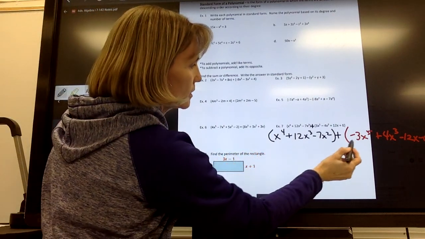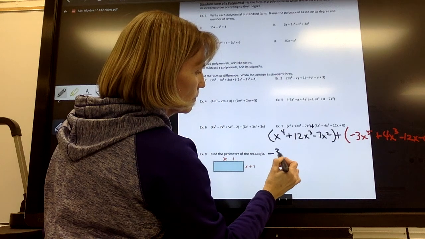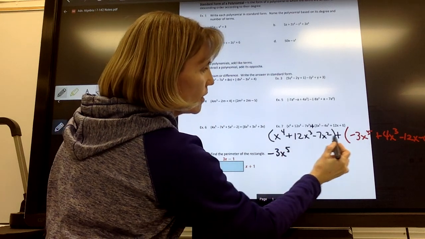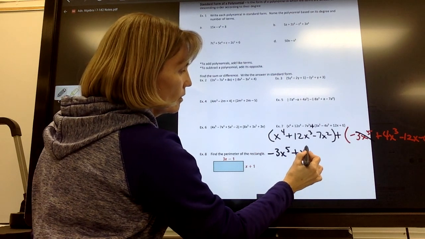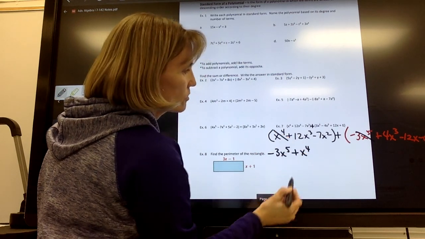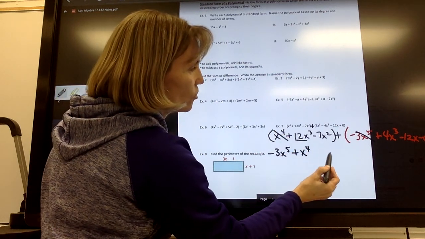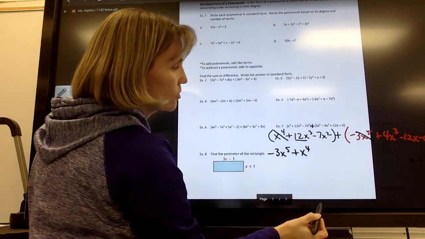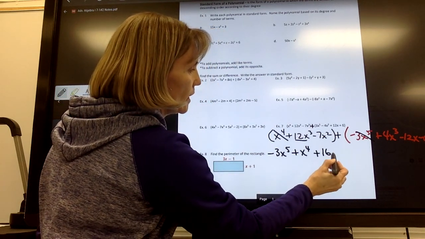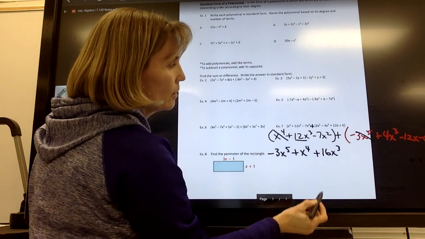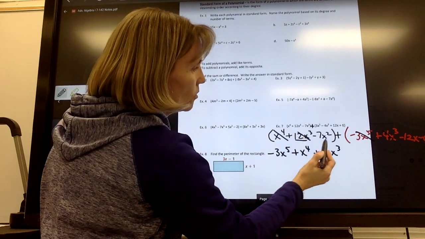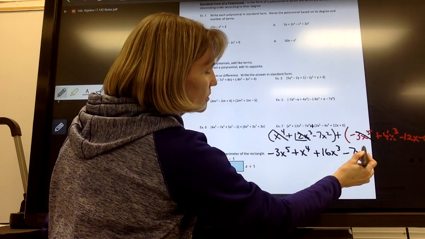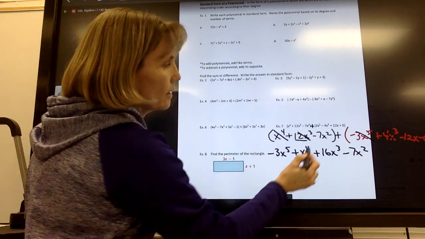So we've got an x to the fifth over here, and there's no other x to the fifth. I've got an x to the fourth. There's no other x to the fourths. I've got a 12x to the third, and I'm adding it to 4x to the third. That would be 16x to the third. I've got a 7x squared here. No other x squared, so that's that. Okay, took care of that.